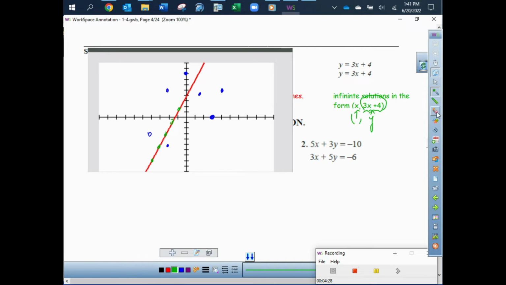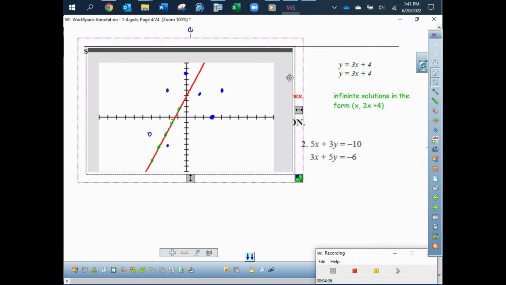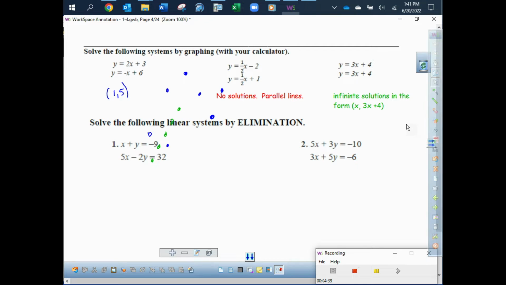So you give me an x, I could find the y value by taking 3 times that x value plus 4. We will do much more with that today, this little infinite solutions in the form of, but this is how they want it in college algebra. And dear friends, this is college algebra prep, so we are going to rock it like so. So that was solving by graphing with a graphing calculator.